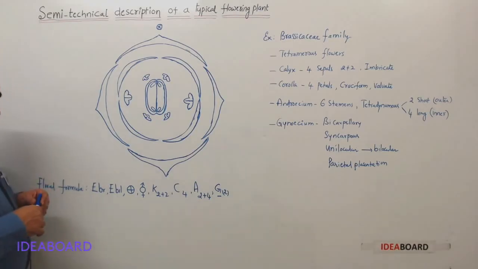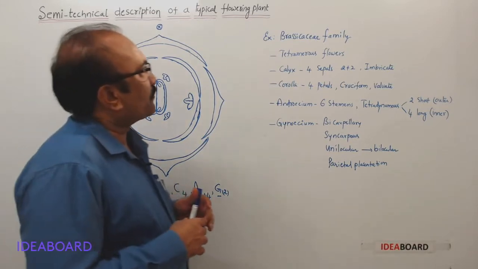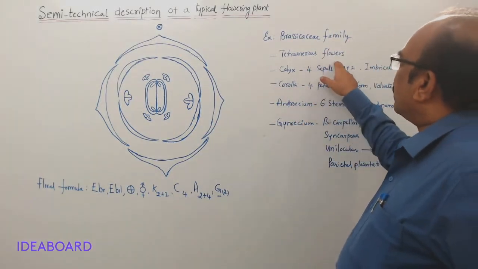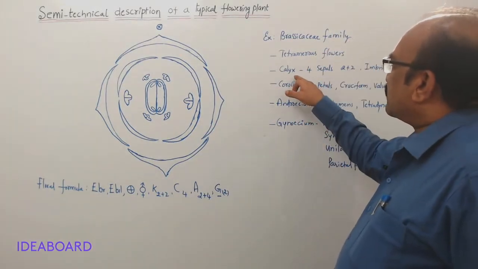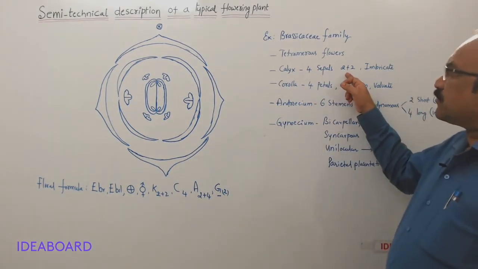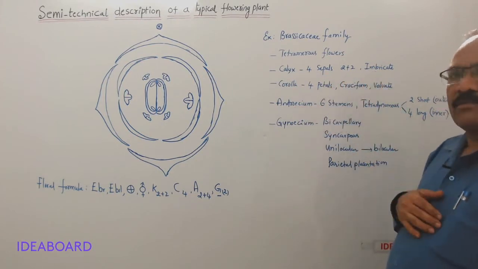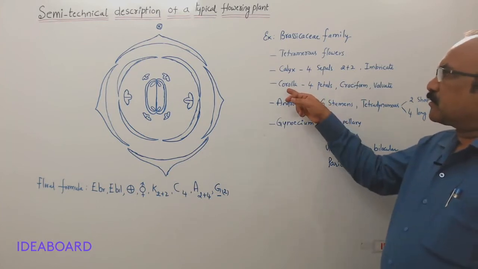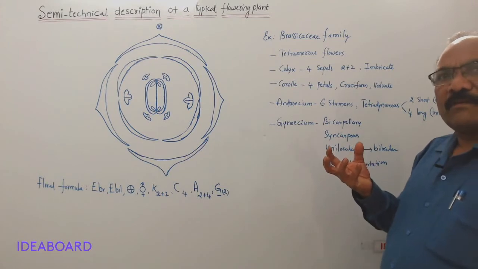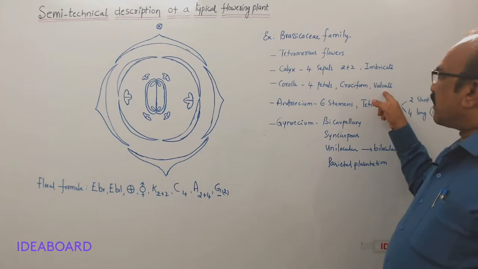Now, let us take one example, that is Brassicas family. In the Brassicas family, the flowers are tetramerous and the calyx is with 4 sepals, and they are arranged in 2 whorls, 2 plus 2, and the estivation is imbricate. The corolla is composed of 4 petals and they are arranged in the shape of a cross. That's why it is called cruciform corolla, and the estivation is valvate.